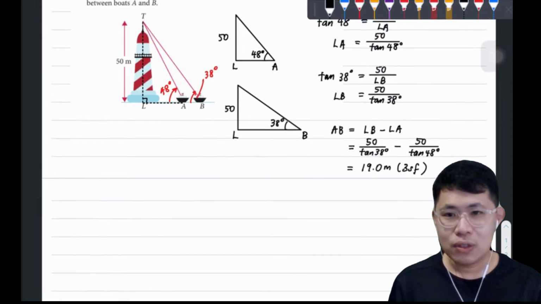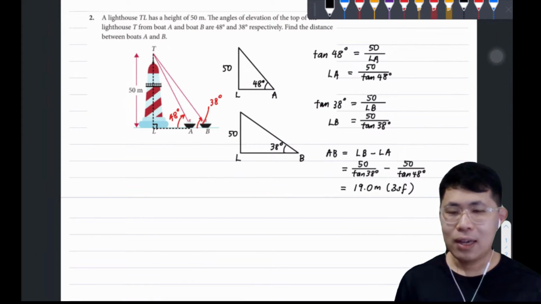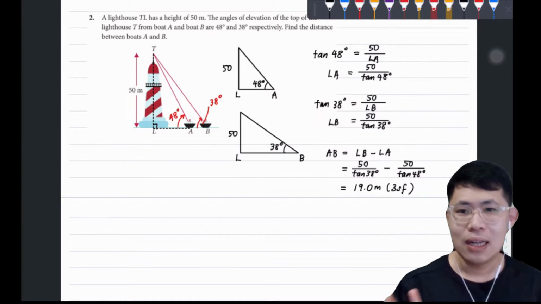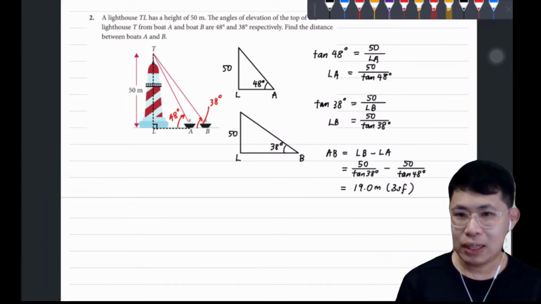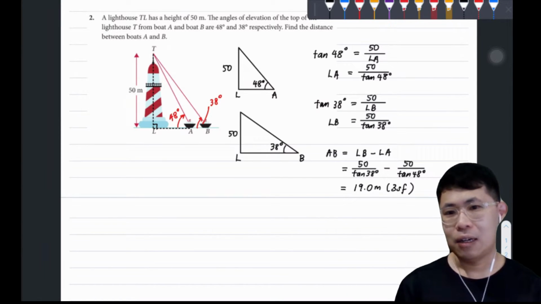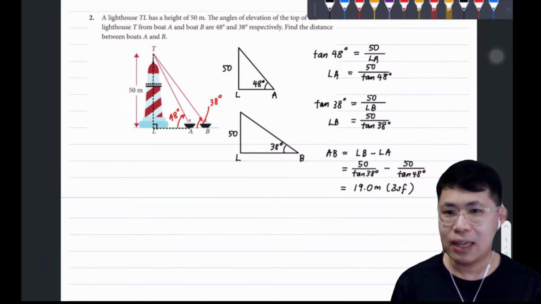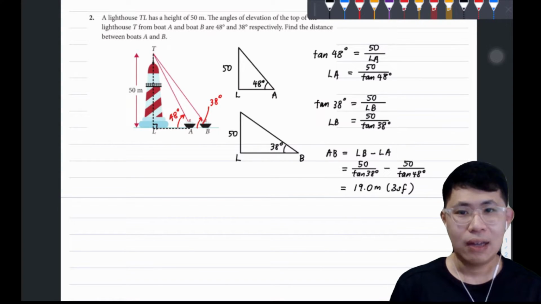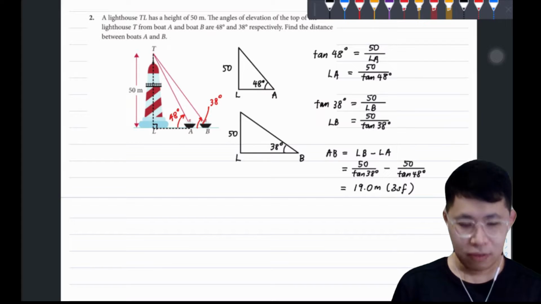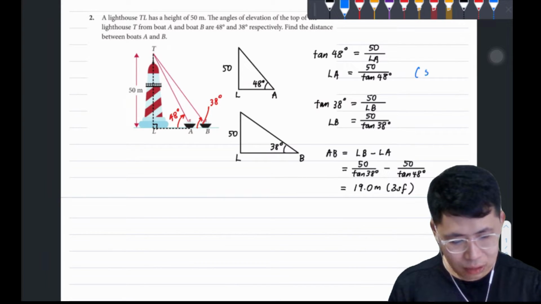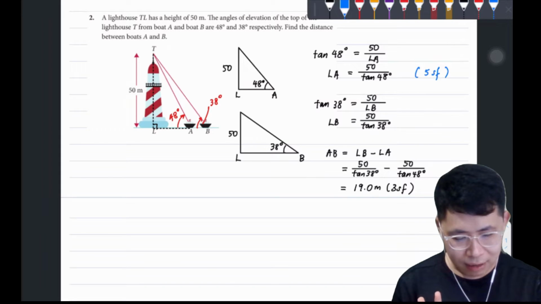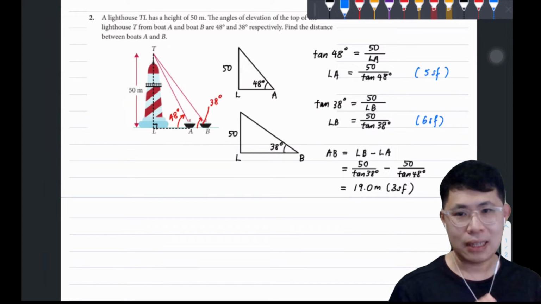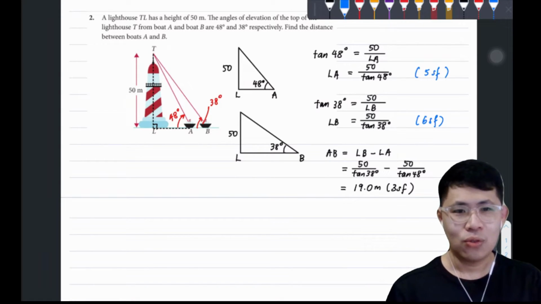So there we go, question 2. For LA and LB, I did not evaluate them. I did not find the answers for LA and LB. I kept the original values so that at the end of the day I get a more accurate value for my AB. If you were to evaluate LA and LB, you need to give a few more significant figures. The option is to give maybe 5 or 6 SF so that your answers will be quite accurate. So there goes question 2.